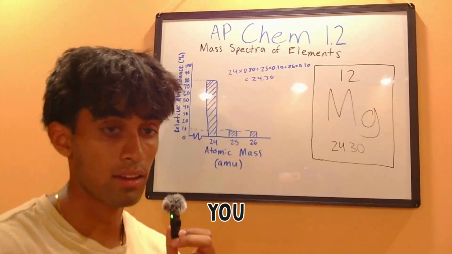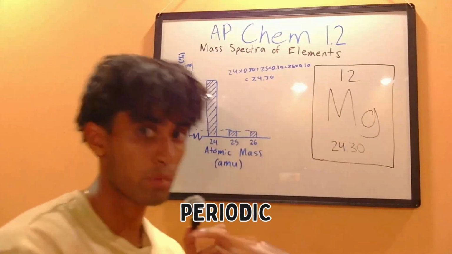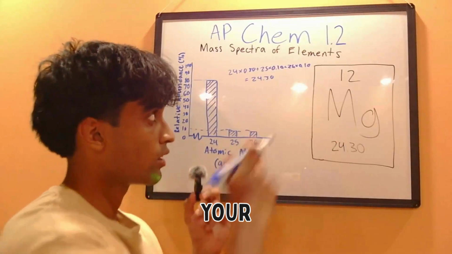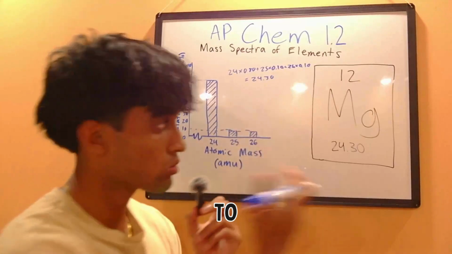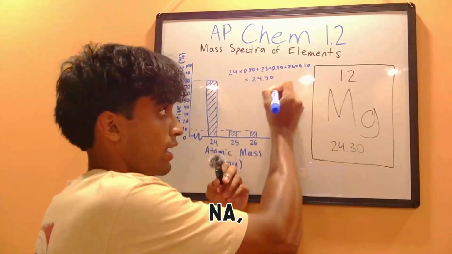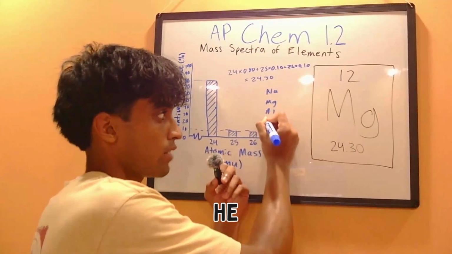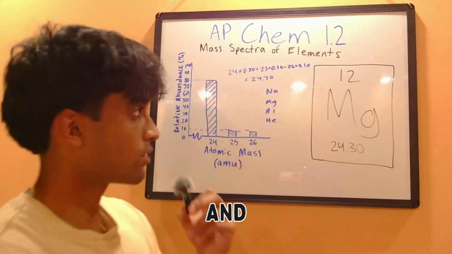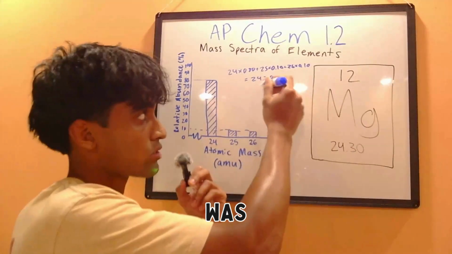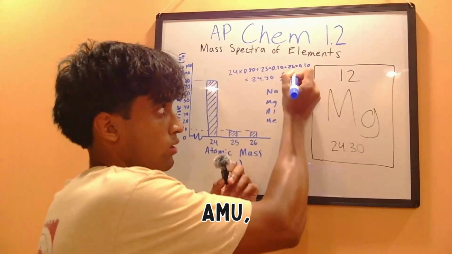On a multiple choice question, it would give you 4 answer choices, and it would be different elements. You would have to match those elements with their molar mass just by looking at the periodic table, and then you'd match your answer to the one that's closest to the molar mass of one of the elements. So let's say it was like Na, Mg, Al, and He or something, and we found that the answer was 24.30 grams per mole, or AMU.